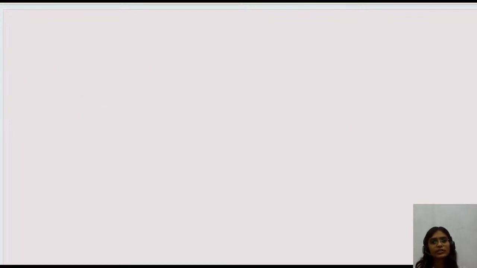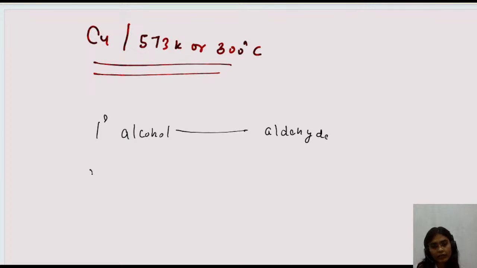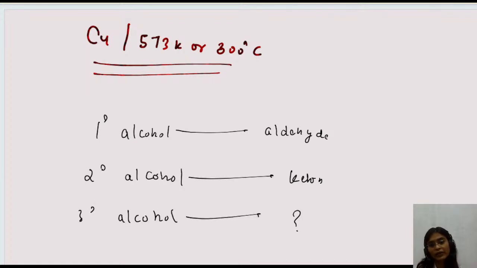Let's go for the next reagent. The next is going to be copper, and the temperature is what? 573 Kelvin, or you can say 300 degrees Celsius. For this one again, the topic of discussion right now is the ketone and aldehyde. So again, if you're using a primary alcohol, we are getting again aldehyde. If you're using a secondary alcohol, we are getting a ketone there. And for the tertiary alcohol, you will tell me what we are going to get here. It's a kind of exception if you remember.